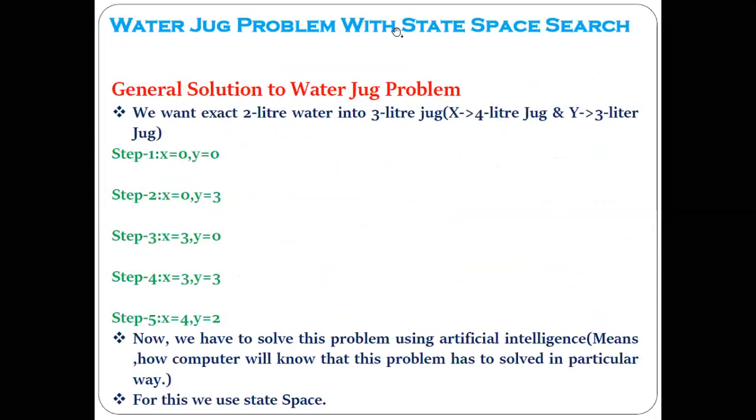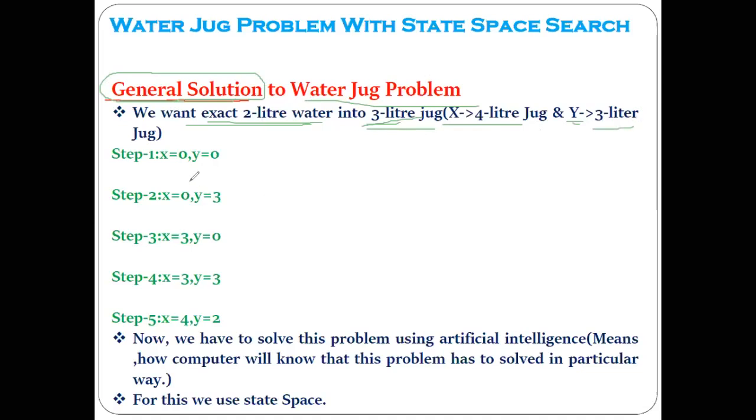Okay. Let's see how we can proceed now. First we'll solve this problem using a general solution. General solution in the sense that we don't apply any technique of artificial intelligence. Then we try to solve this problem. So we want exactly 2 liter water in the 3 liter jug. This is our problem. Where we have been given the X jug, which has a capacity of 4 liter, and the Y jug, which has a capacity of 3 liter. That much is understood, all of you.